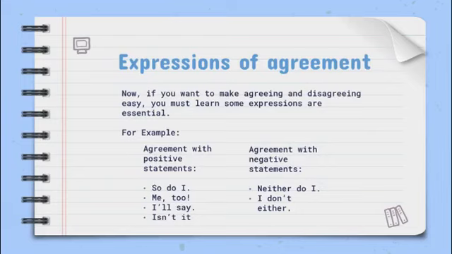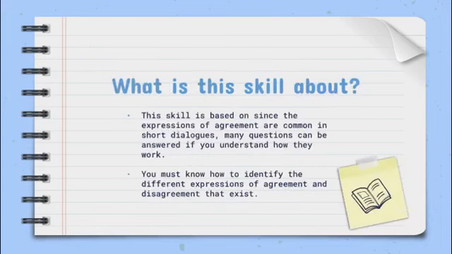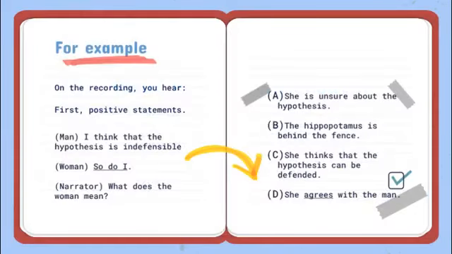For example, agreement with positive statements like, "So do I," "Me too," "I'll say," etc., and agreement with negative statements like "Neither do I" and "I don't either." This skill is based on this since the expressions of agreement are common in short dialogues. Many questions can be answered if you understand how they work. You must know how to identify the different expressions of agreement and disagreement that exist. On the recording, you hear, first, positive statements.